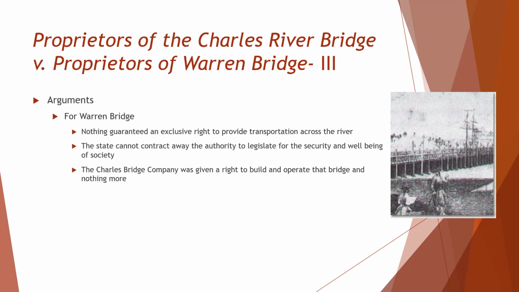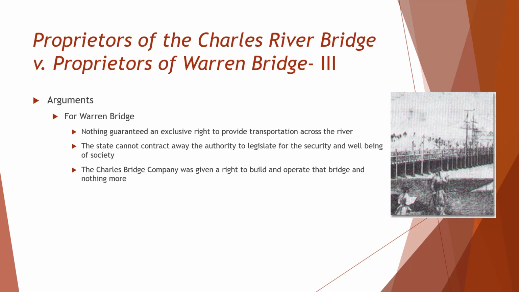So for the Warren Bridge, there's a picture of it I found somewhere. Nothing in the Harvard Ferry or the Charles River Bridge Company gives an exclusive right to transportation across the river. So when you're interpreting a public grant, nothing should pass just by implication. So the state can't contract away its ability for the well-being of society and their security. So the state always retains the power to provide more transportation for people.